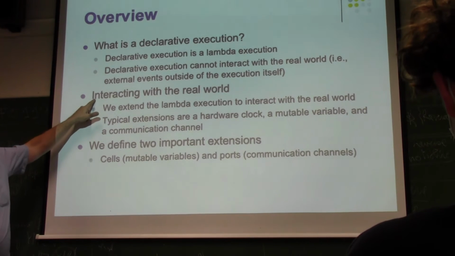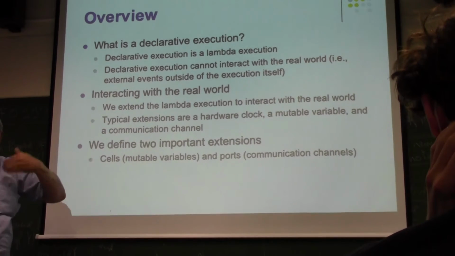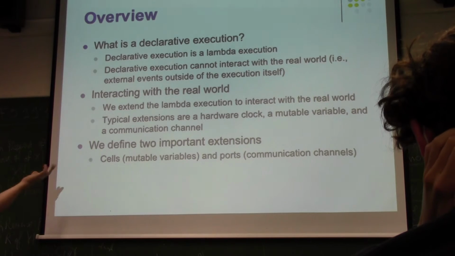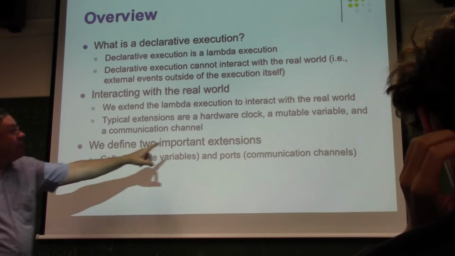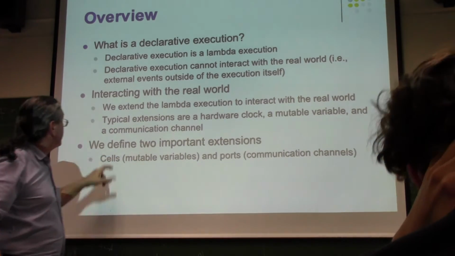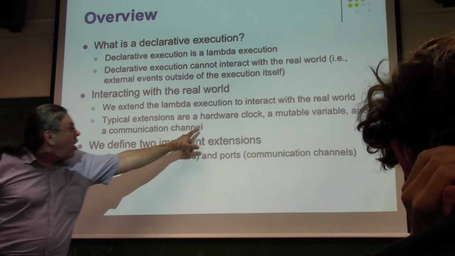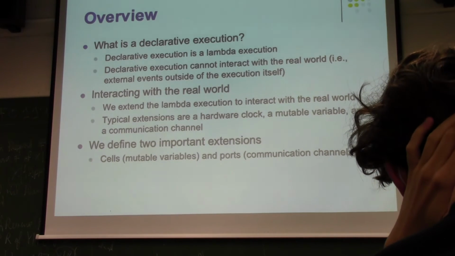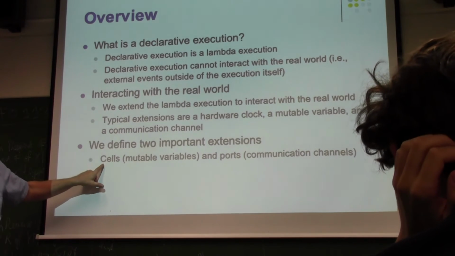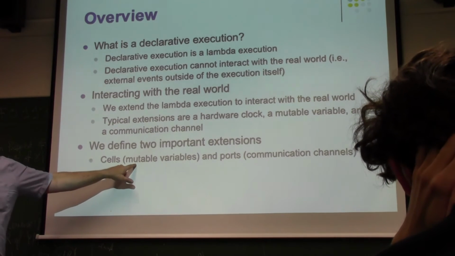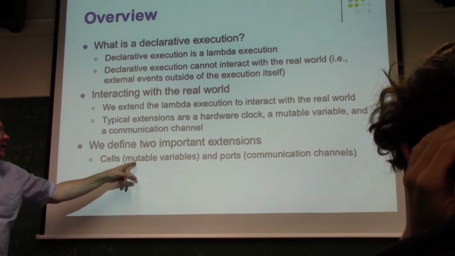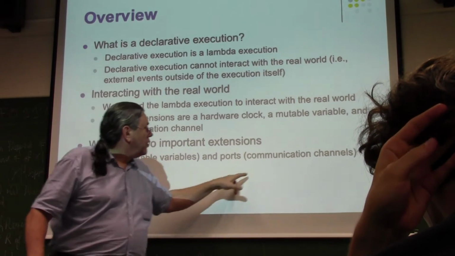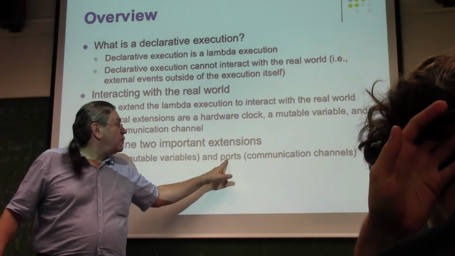In order to interact with the real world while it's executing, we need to extend. And then we leave declarative. Then it's not declarative. That's why we need mutable variables, or communication channels, or even a hardware clock, which is part of the real world. So we're going to make some extensions, and the two most important ones are mutable variables, which you use very often, like in Java, which are called cells here, and communication channels, which are called ports in this course.